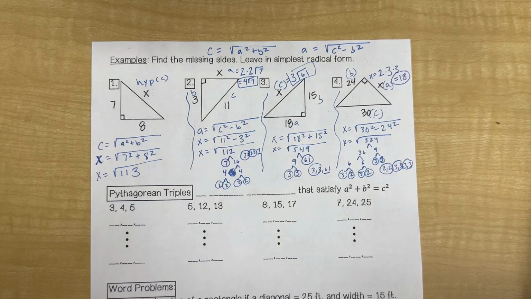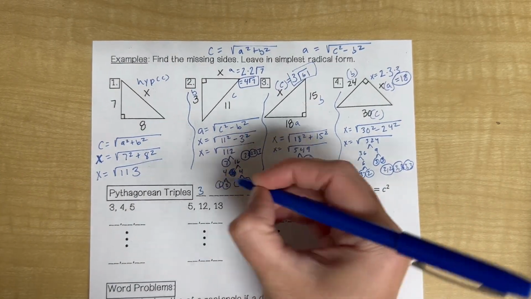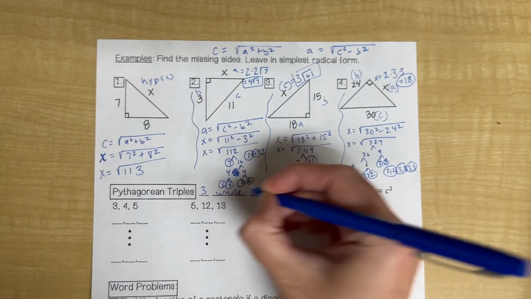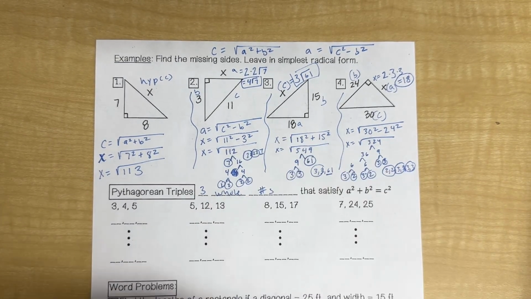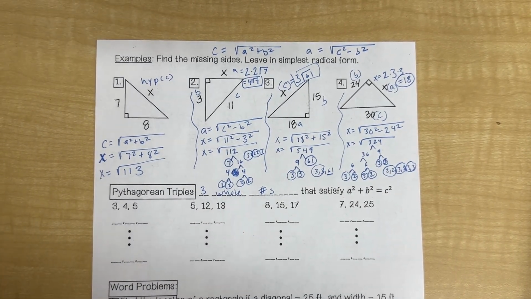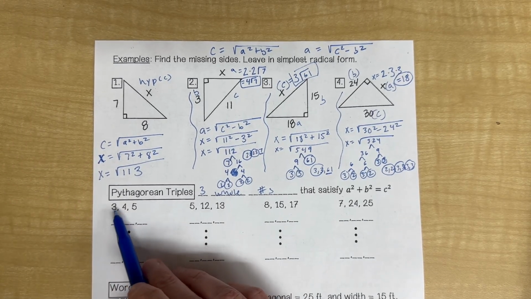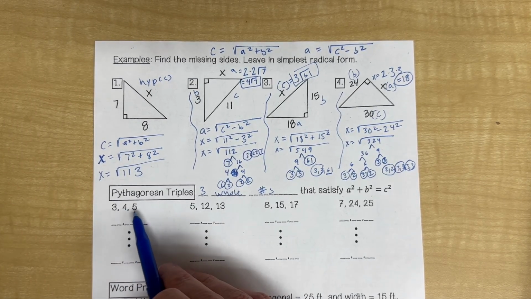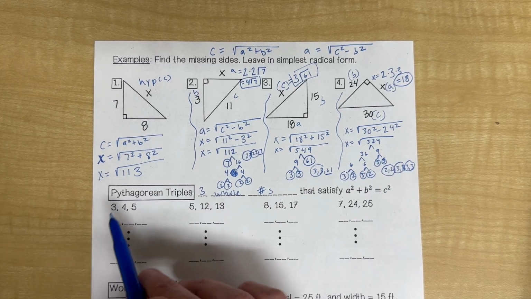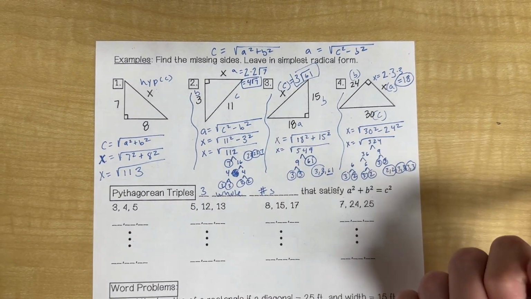All right, so what is a Pythagorean triple? A Pythagorean triple is just 3 whole numbers that satisfy a squared plus b squared equals c squared. So when you plug in a squared and b squared and take the square root, it's going to come out to a whole number. All 3 numbers will be whole numbers.